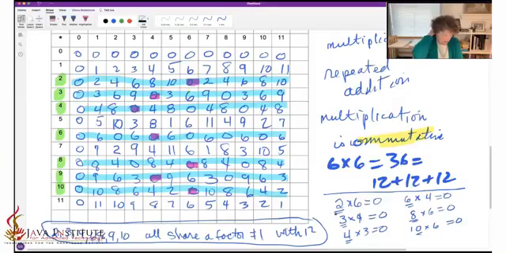And if we had discovered this, this would be our first theorem. This is so important. So important.